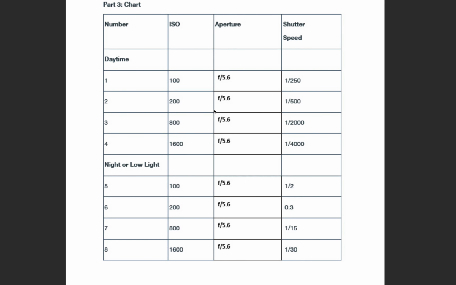We'll look at the student used the same f-stop, f5.6. The shutter speed changes. Also note, without a tripod, it's going to be very hard, especially when you get to the low light and night situations. We can see our shutter is getting slower and slower, and you can't hand hold the camera for that amount of time.